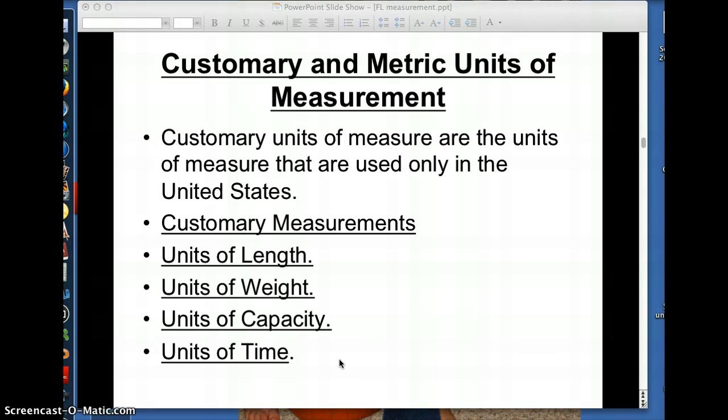Okay, today we're going to be looking at customary units of measurement on capacity. So capacity is talking about how much something can hold, and we're going to look at it when we're looking at liquids.